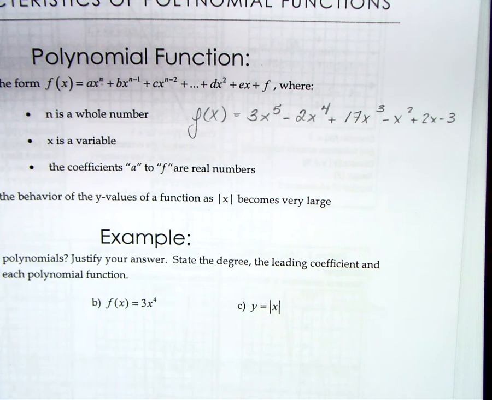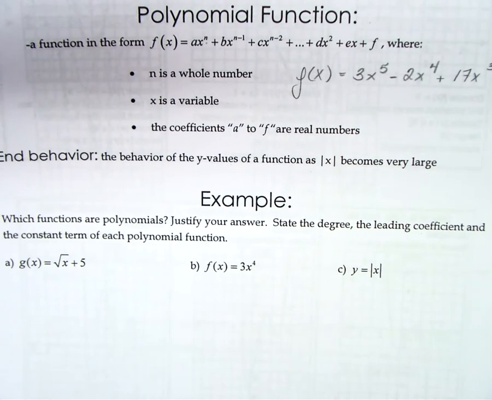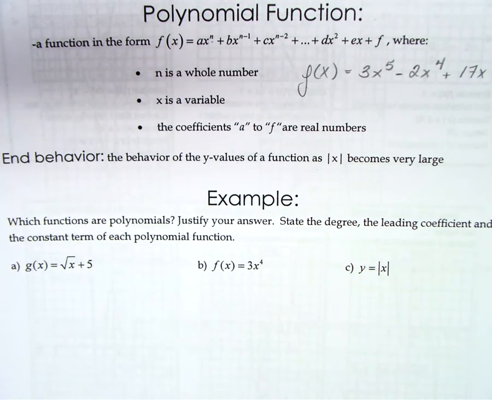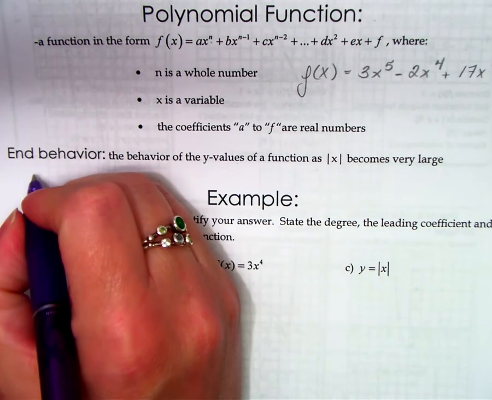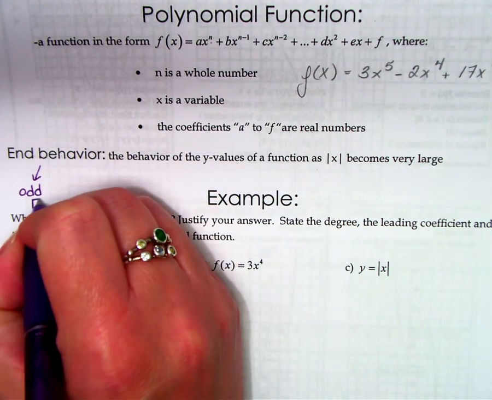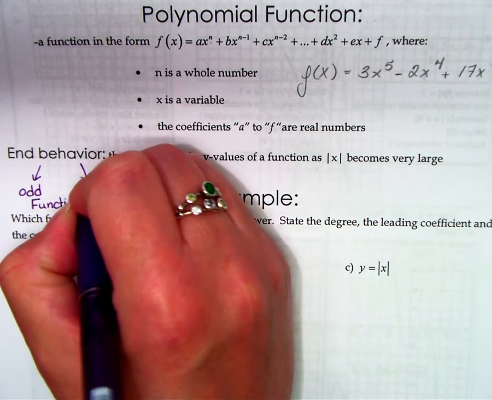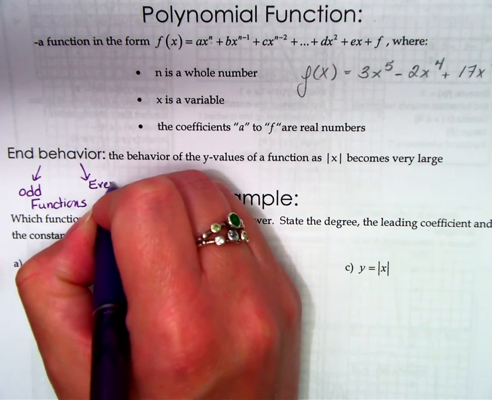All right. Okay. Keep reaching for my pencil. Okay, we're going to talk about end behavior for just a second. So the end behavior is shared between odd and even functions. So you have odd functions and you have even functions. And we'll get to that on the next page.